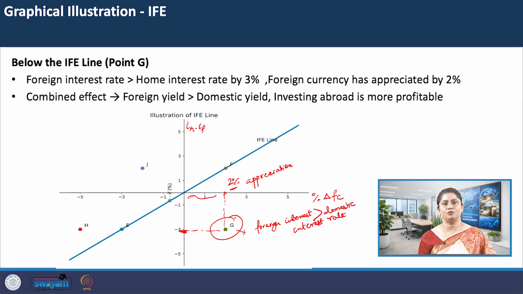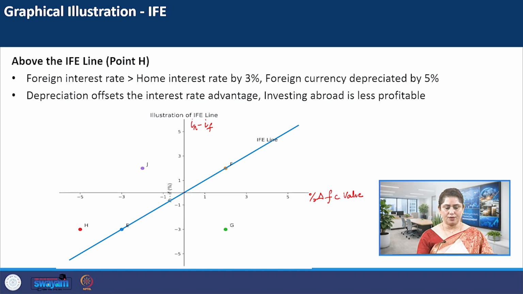For an investor who invested in the foreign country, they earned an extra 3% from the higher interest rate and gained another 2% from the currency appreciation. The combined foreign yield is substantially higher than the domestic yield. This is a situation where investing abroad was clearly more profitable.